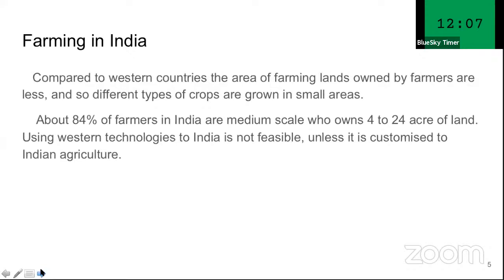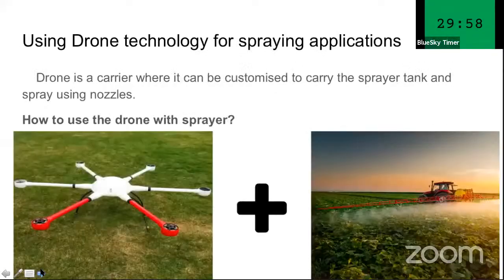there is a substantial number of farmers who are actually small farmers, who own land that is even less than 4 acres. Typically, it's about 1 to 2 acres, or in some cases even less than an acre. So as Professor Palani was talking about, using Western technologies in India is not feasible unless it is customized to Indian agriculture, and that's what we are trying to do.